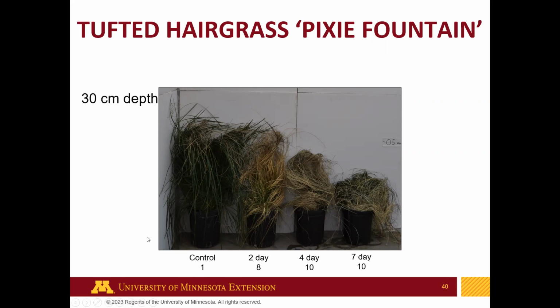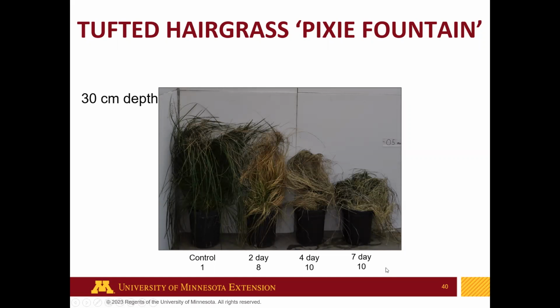On the far left, we have our control, which had a visual damage rating of 1. And then going to the right, we have our 2-day, 4-day, and our 7-day, which had visual damage ratings of 8, 10, and 10 respectively.